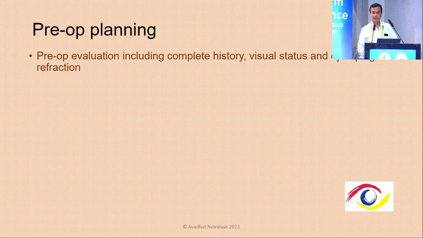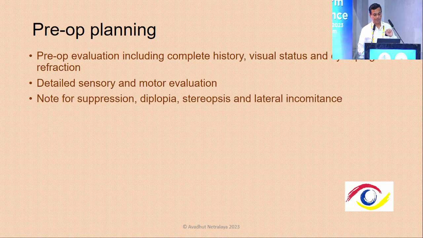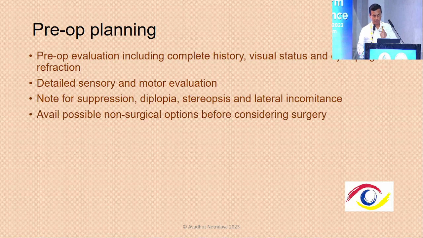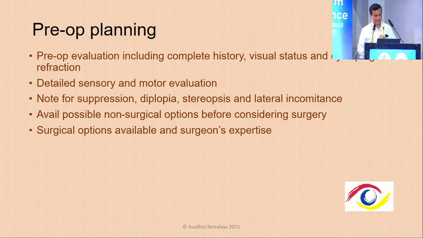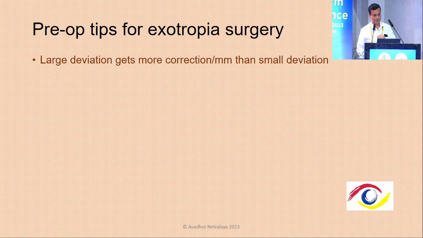So coming to preoperative planning for exotropia, preoperative evaluation includes a complete history, visual status and cycloplegic refraction. Do a detailed sensory and motor evaluation, especially rule out any suppression, unilateral suppression or lateral incomitance. I will come to that point later on. Why we need to do that, and also try to explore non-surgical options if they are possible, like orthoptic exercises and prisms. Though there are algorithms for surgery, like 1 millimeter in will correct around this much amount of prism diopters, create your own algorithm because it differs from surgeon to surgeon.